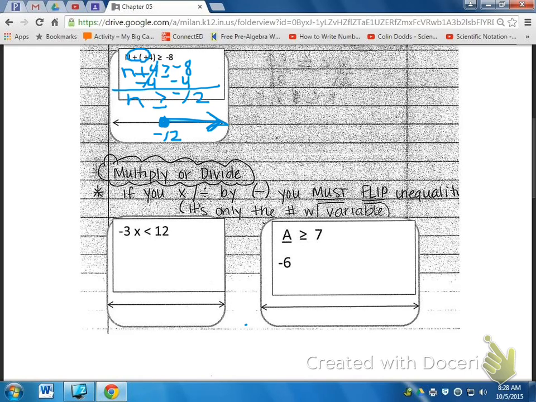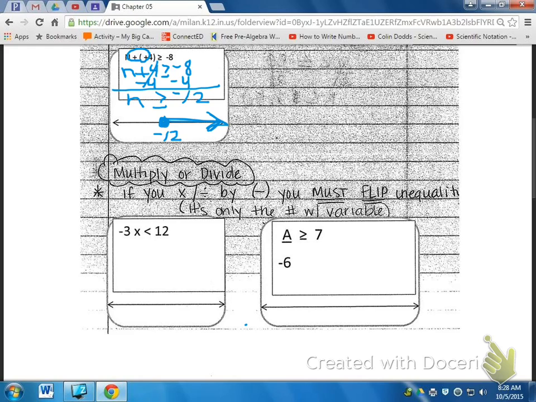There's one more thing. In addition to having the variable on the left, if you multiply or divide, you must flip around the inequality. Okay, now it's only the number with the variable. So in other words, the number you multiply or divide with, not if there's just a negative in the problem, that doesn't mean you have to do it, but the number that you multiply or divide with has to be negative. When it is, you flip around the inequality.